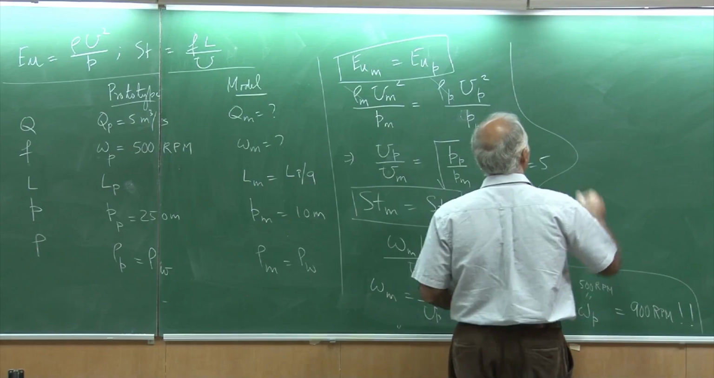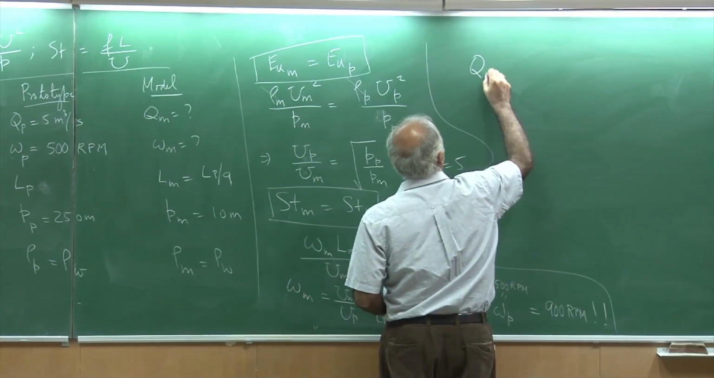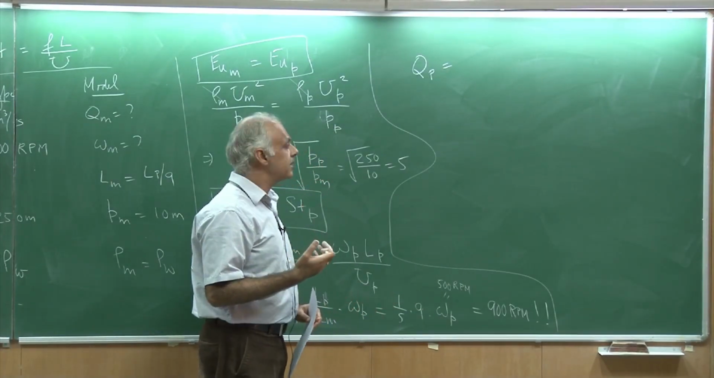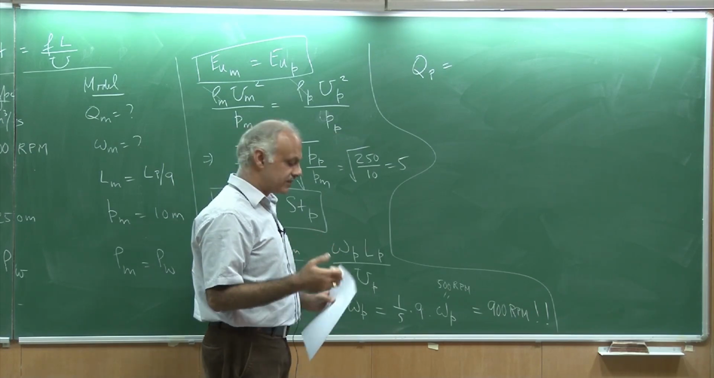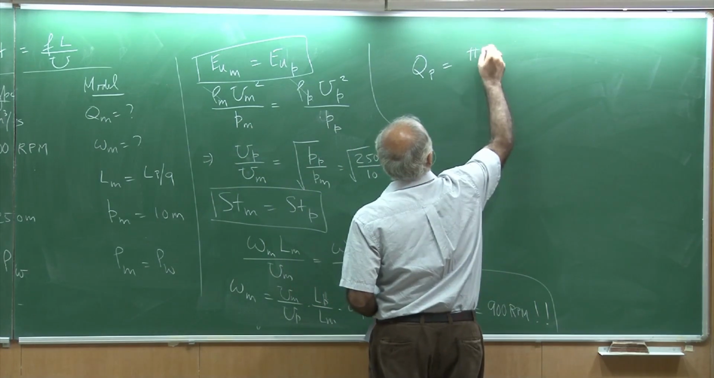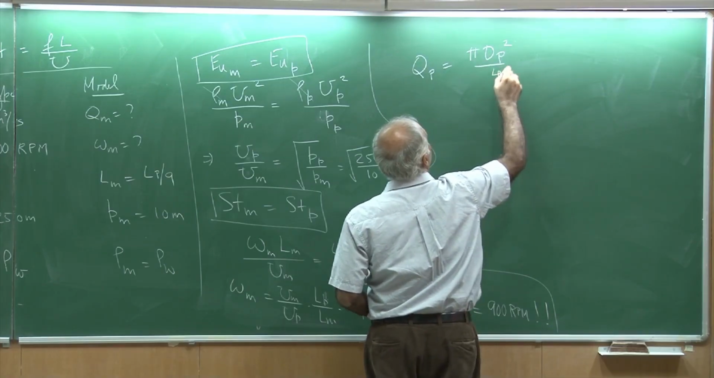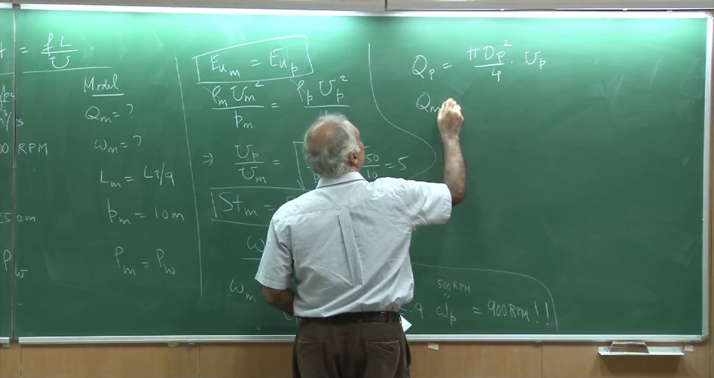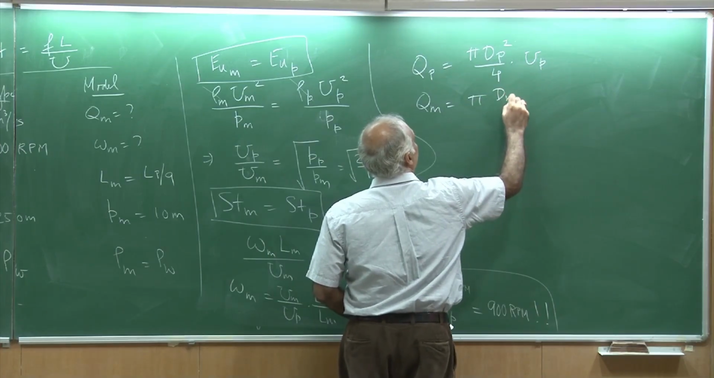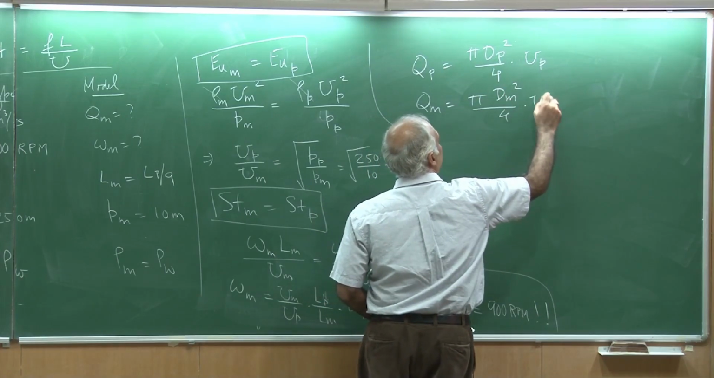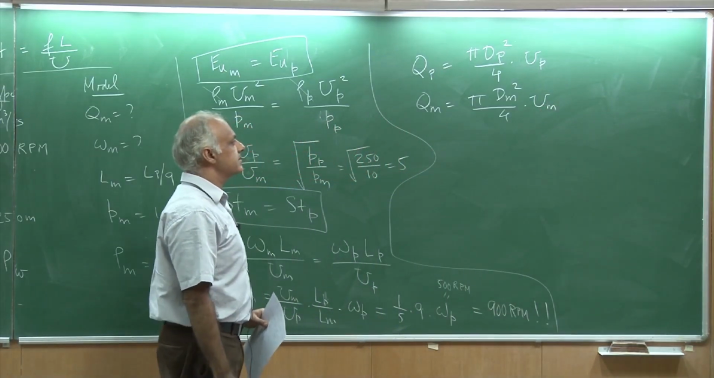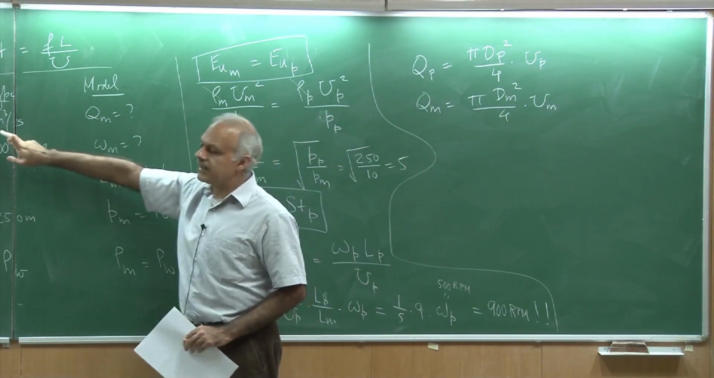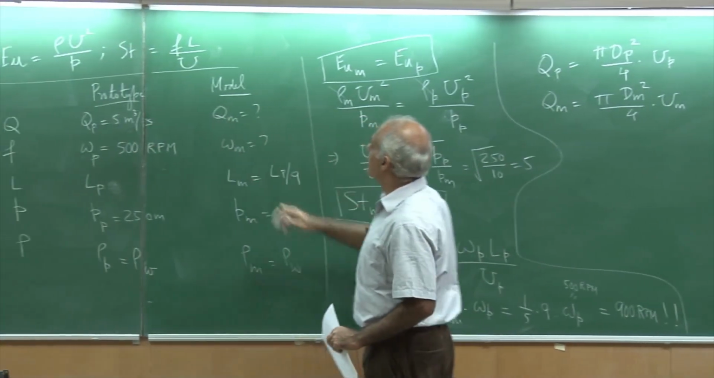So, the flow rate, as you know, the Q for the prototype would be the area, the cross sectional area of the pump times the average flow speed through it. So, I could write this as, let us say, pi dp square by 4 times the speed through it, which is up. And similarly, Q model would be pi d model square by 4 times um. I already know what is the flow rate through my prototype. That's 5 meter cube per second, and I need to estimate what is Qm.